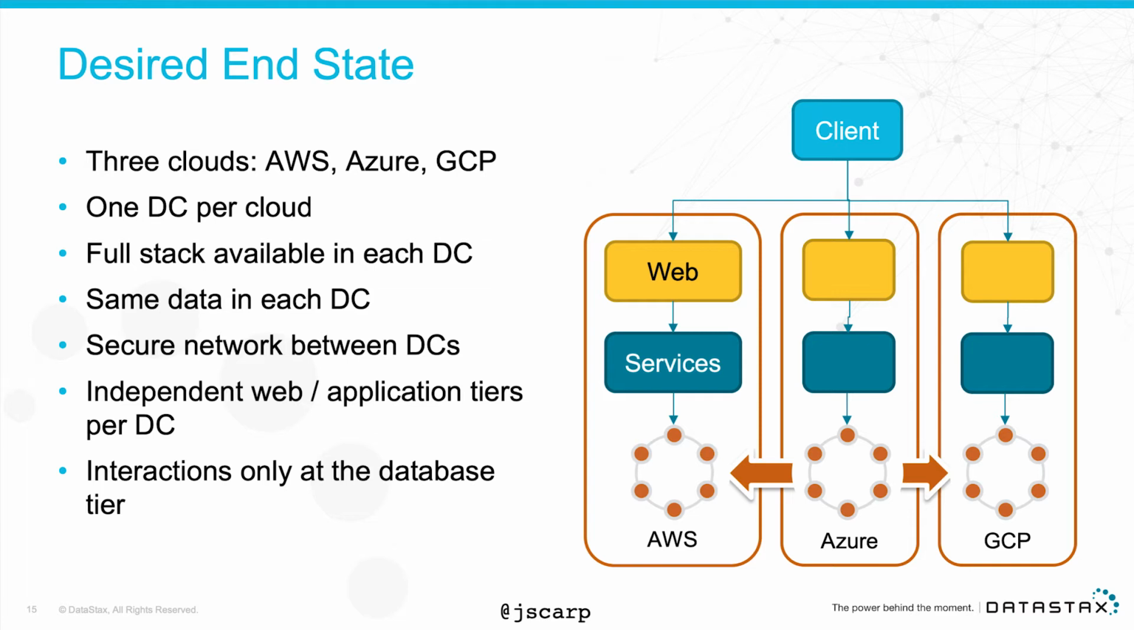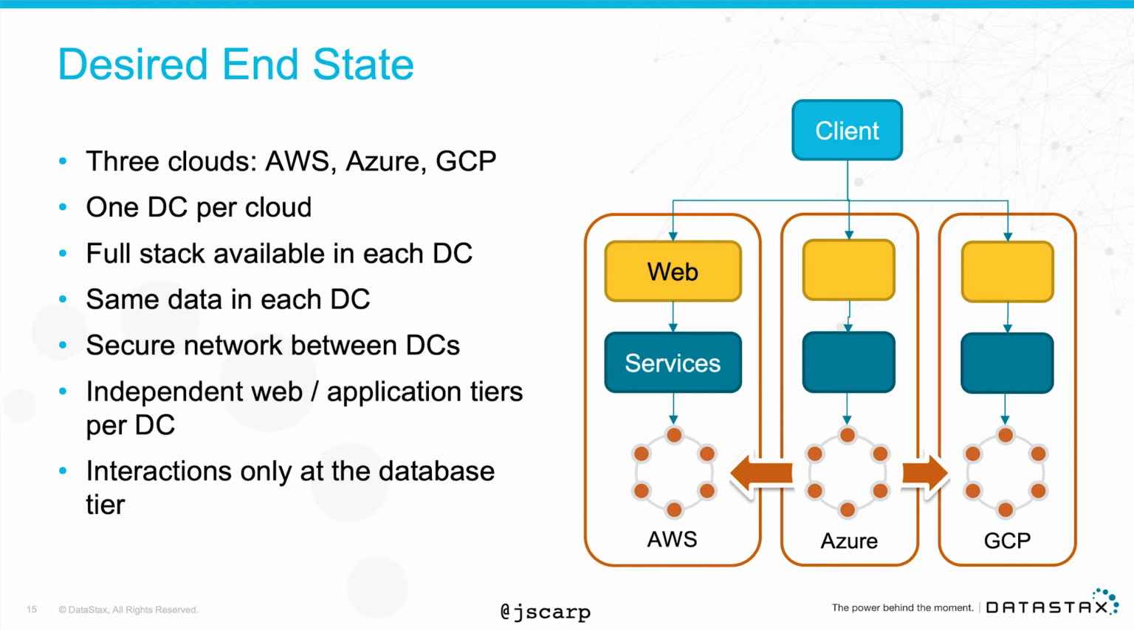So here's the desired end state. The project goal of taking KillrVideo multi-cloud is that we want to deploy in AWS, Azure, and GCP. We're just going to have a single data center per public cloud, keep it simple. We want to have our full stack of services available in each DC. So I'm not isolating workloads. I'm not having an analytics workload in one place and an operational workload in some other place. This is just straight up duplication of the full KillrVideo stack in each cloud.